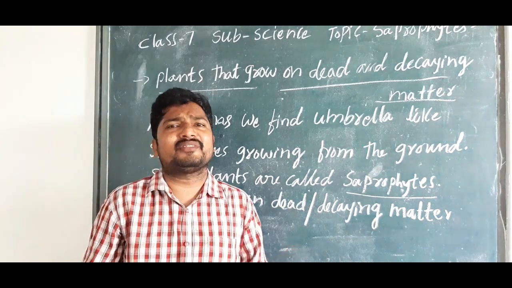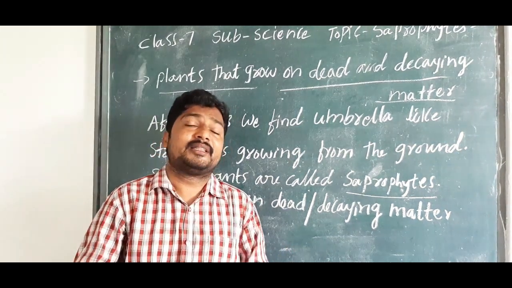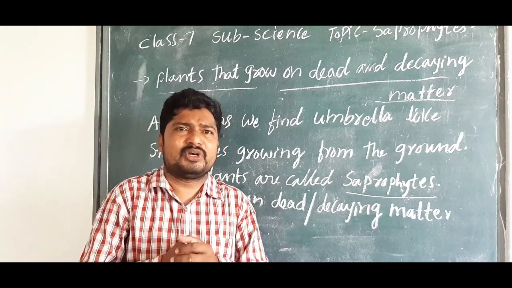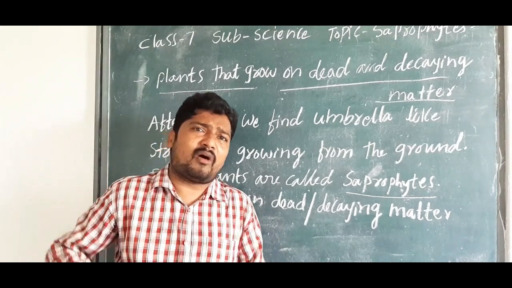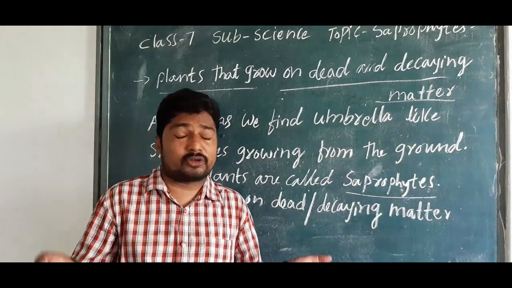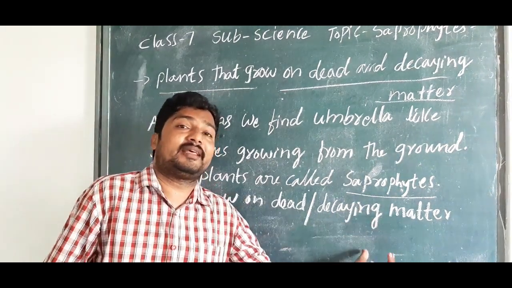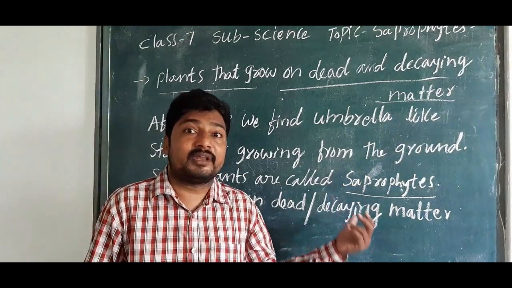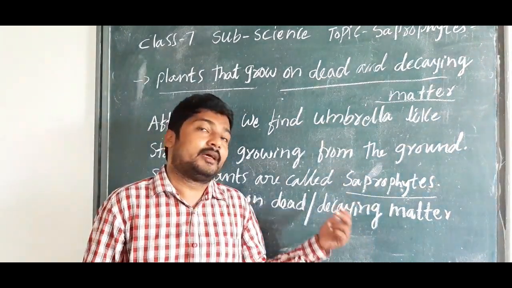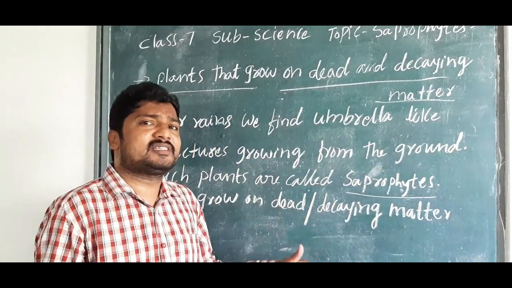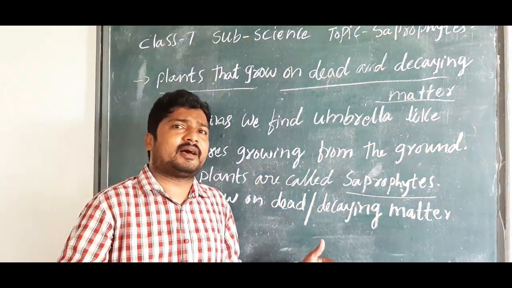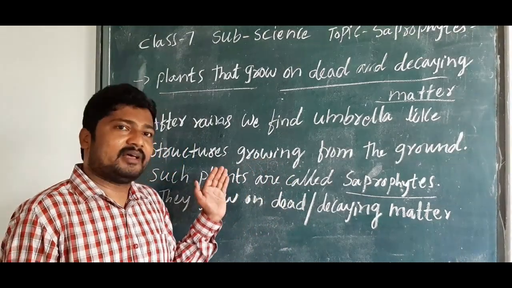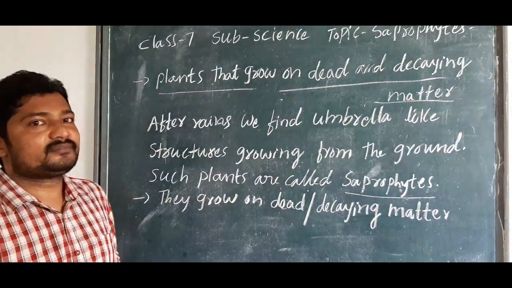What is the meaning of decayed matter? Decayed matter is decomposed, long-dead plants or animals. From there they get the nutrients, isn't it? These are very important. Am I clear, children? So let's see the next type of nutrition.